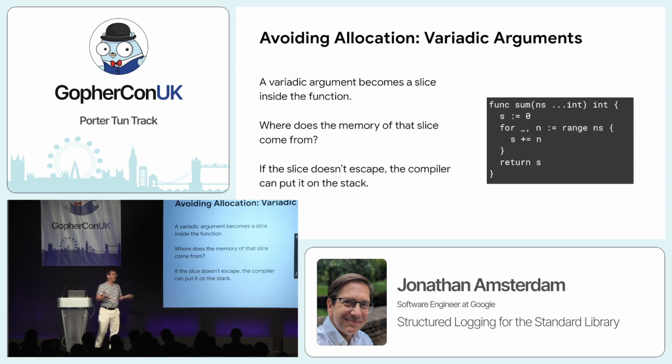So let's look at a few cases where slog avoids memory allocation, and we'll start with variadic arguments. Here's a really simple function that just adds up a bunch of integers given to it as a variadic argument. Inside the function, that variadic argument is a slice. So where is the memory for that slice allocated, on the stack or on the heap? Well, that depends.